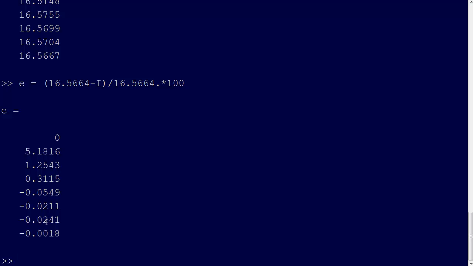0.5, and we can do E equals absolute value. Well, it's usually absolute value we care about, but we can see what the sign is. That's fine. And that's it. So E equals abs E, and that's our error: 5%, 1.25%, 0.311, 0.05, and I'll go ahead and put that in the table, and we'll look at the results.